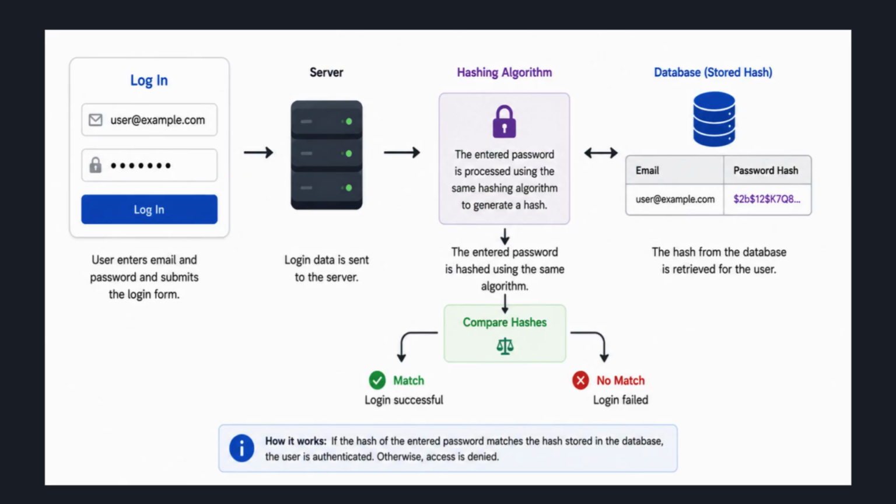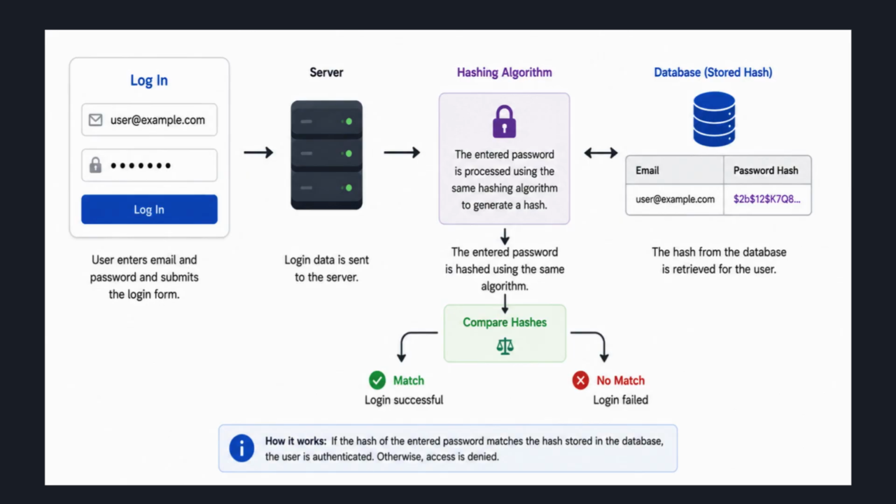If the two hashes match, we know that the user entered the correct password and can be authenticated successfully. If the hashes do not match, it means the password is incorrect and the login request is rejected. The key advantage of this approach is that we never need to store or retrieve the user's actual password. Authentication is performed entirely by comparing hashes.